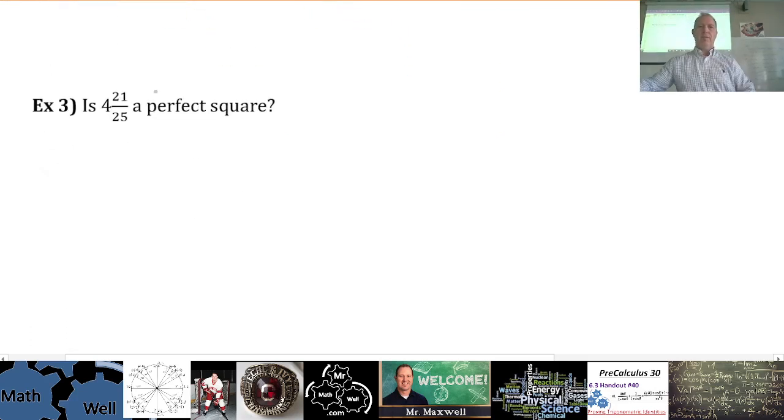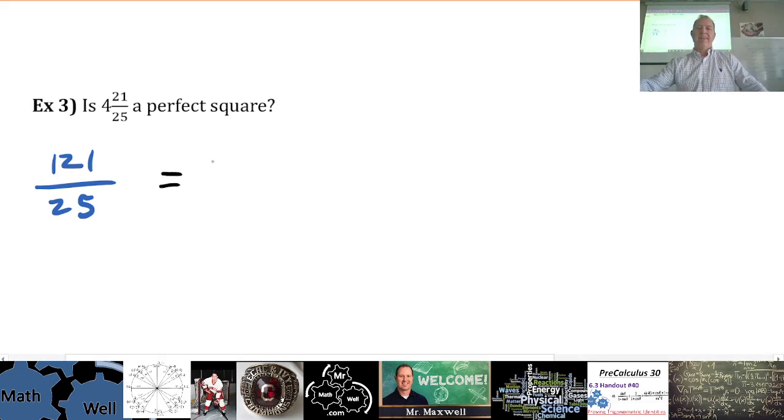Okay, let's do example 3. Example 3, 4 times 25 is 100, so that's 121 over 25. What I want to do is see, can I reduce this any? Well, no, I don't think so. But what else? What do you see right away? Anybody see anything right away?